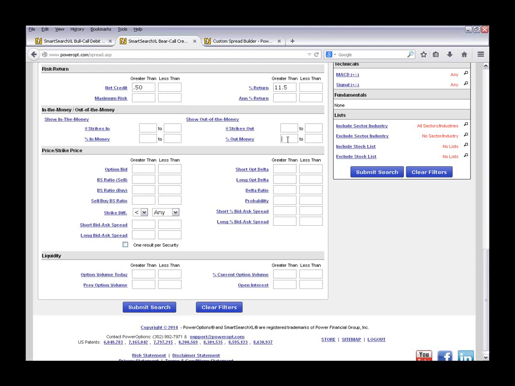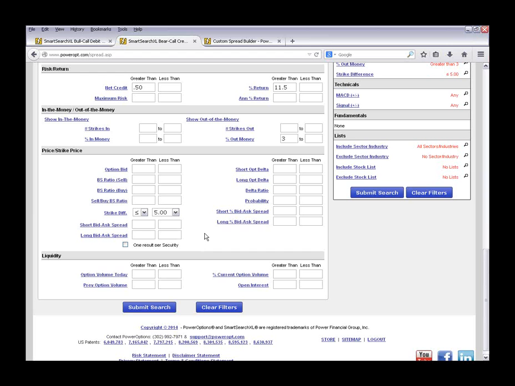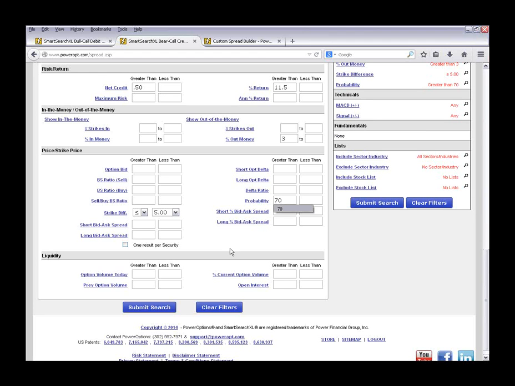For our range out of the money, I want to start off with my short call option at least 3% out of the money or more. Kind of keep the same strike difference. I want to have a strike difference of less than or equal to 5 points. But you can adjust this to your own needs. We're just showing the functionality here and some guides for what you might want to use if you're just getting started with the spread positions. Probability, let's keep that at 70% or higher. And I do want to see some liquidity in the options. I want to make sure that they're actively traded.